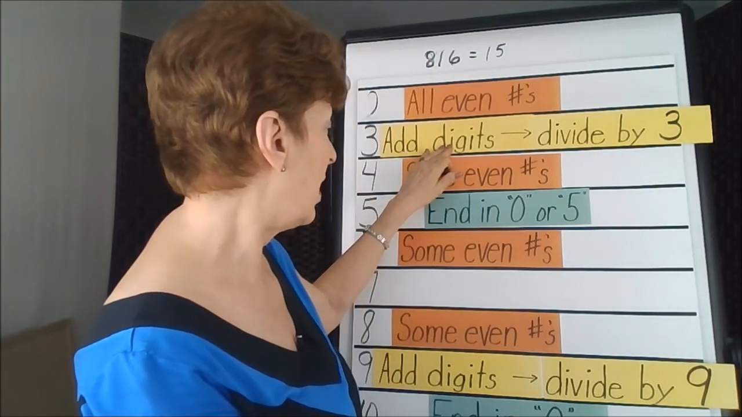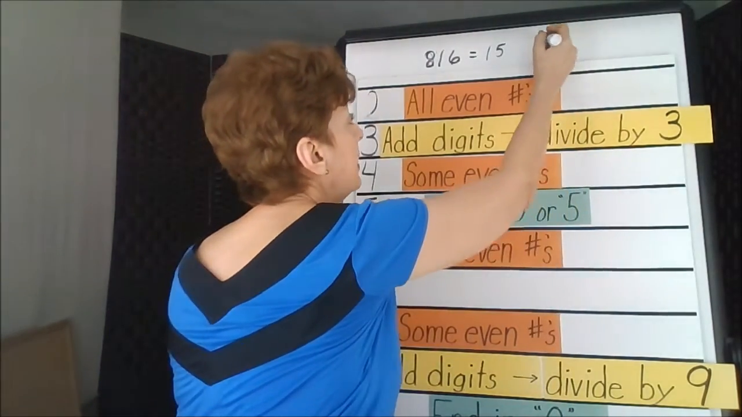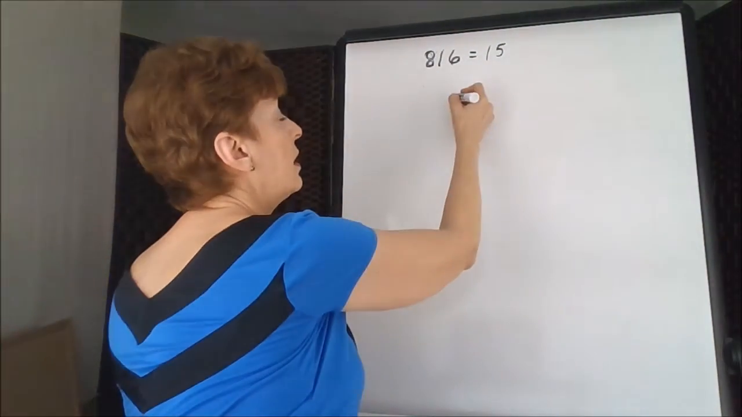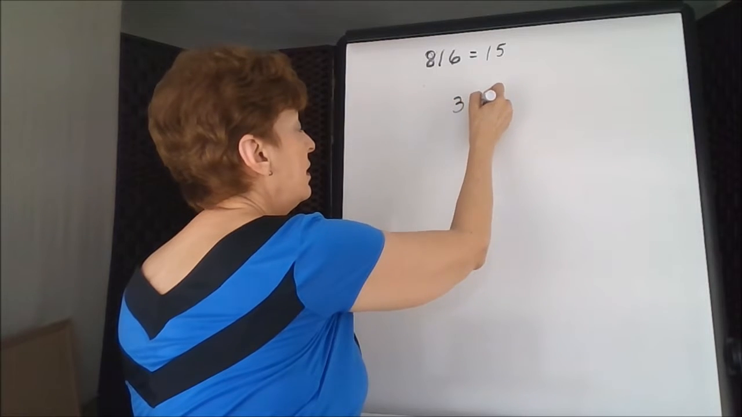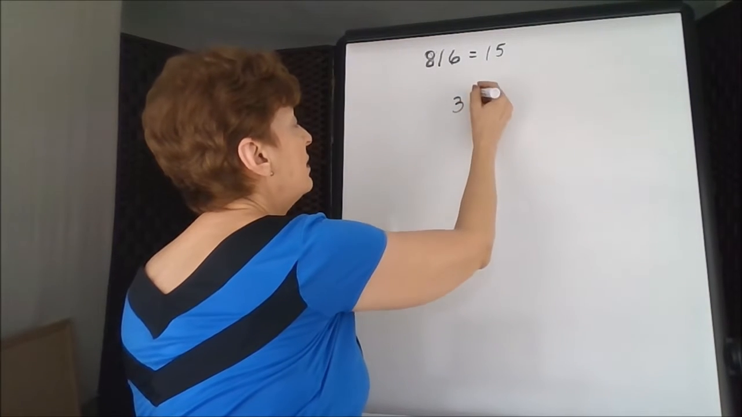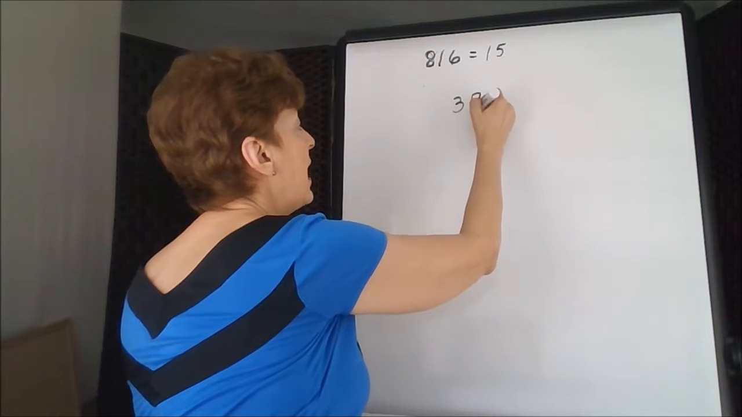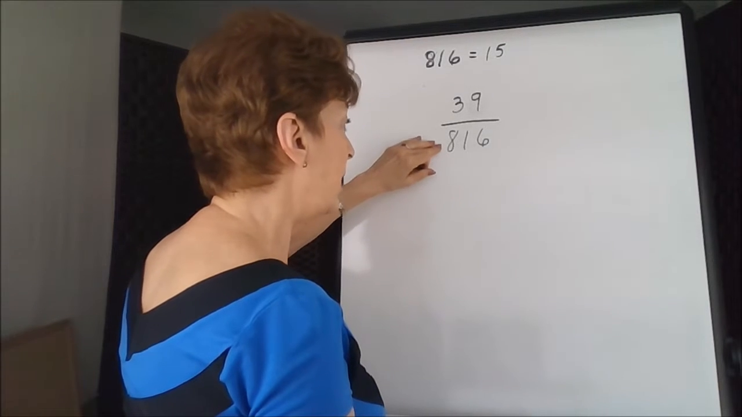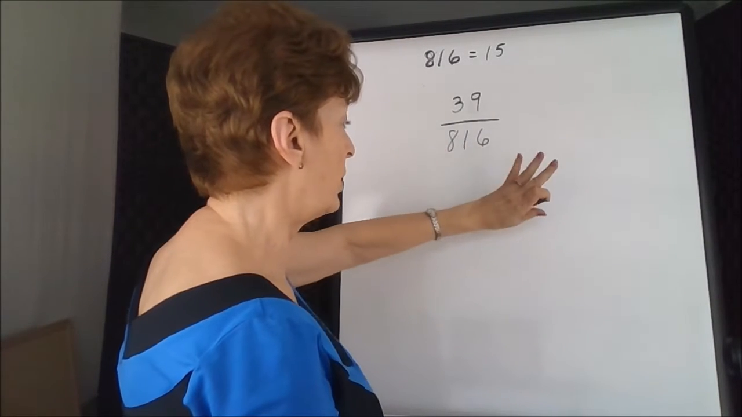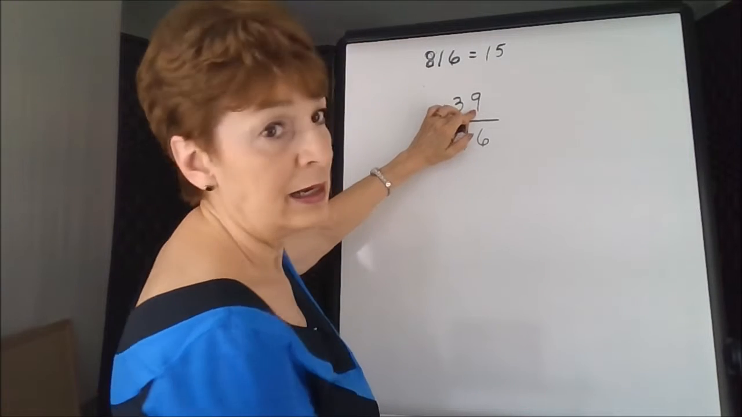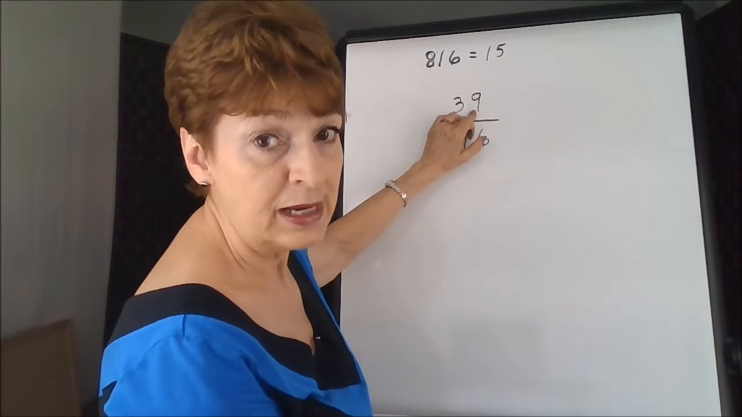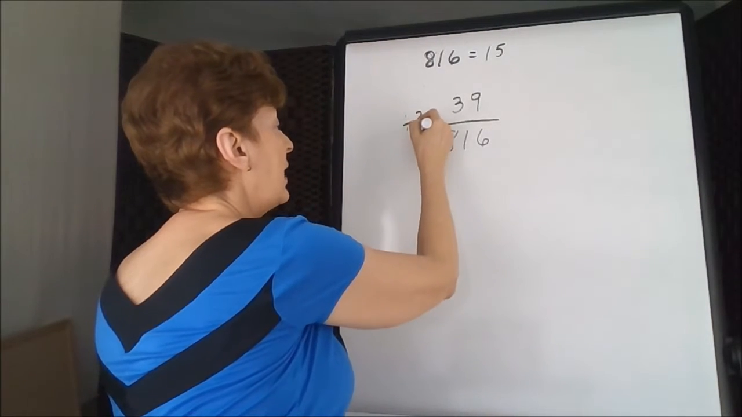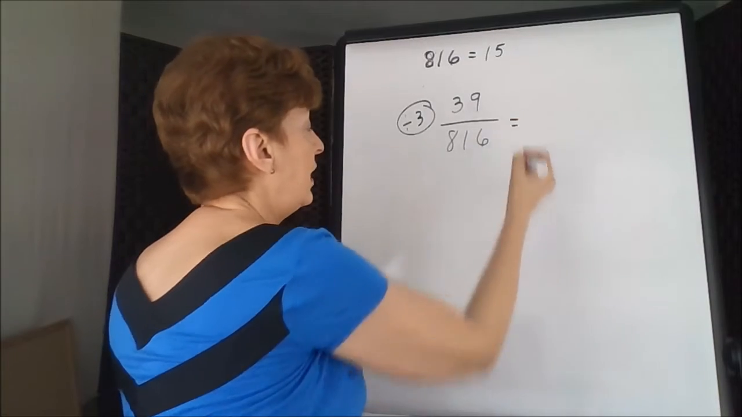So our fraction, let's say we have the number, maybe 30. Well, let's make it 39 over 816. We already added the digits here and got 15, so we're good. 3 plus 9 gives you 12, and 3 also divides into 12. So I know that I can divide this fraction by 3.